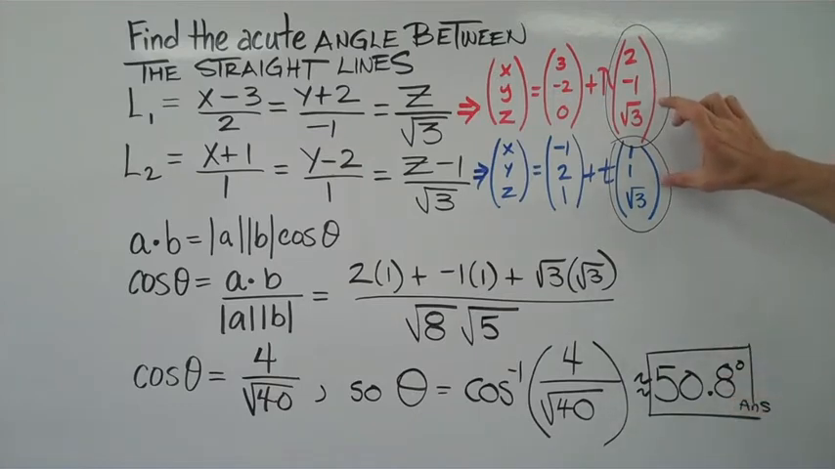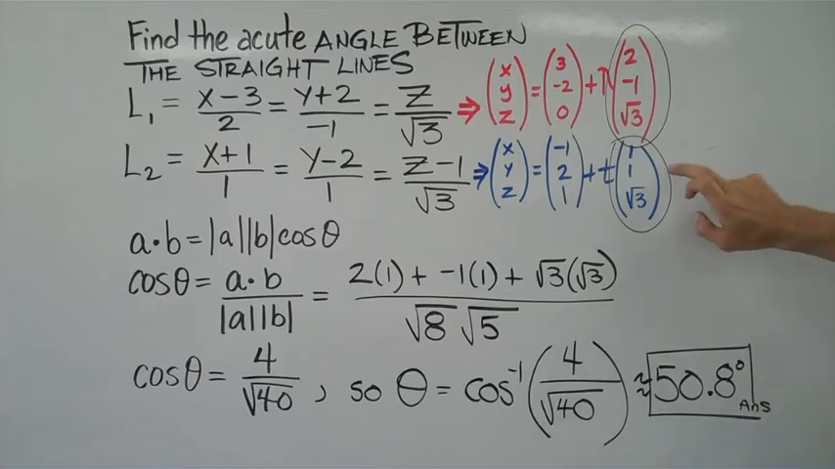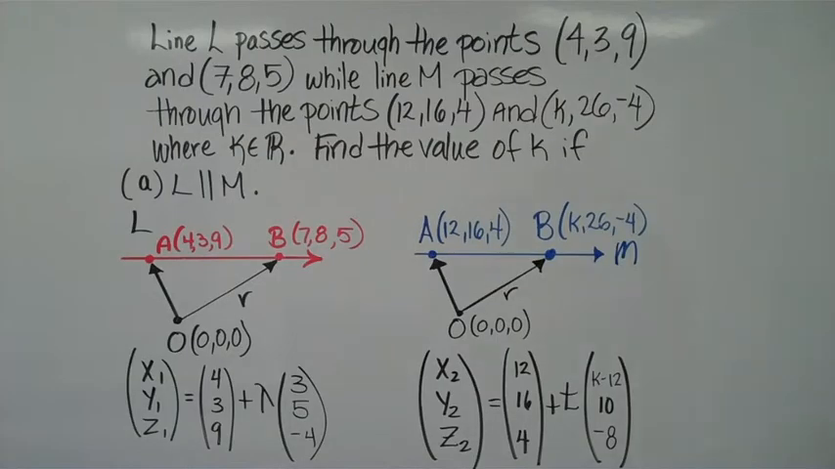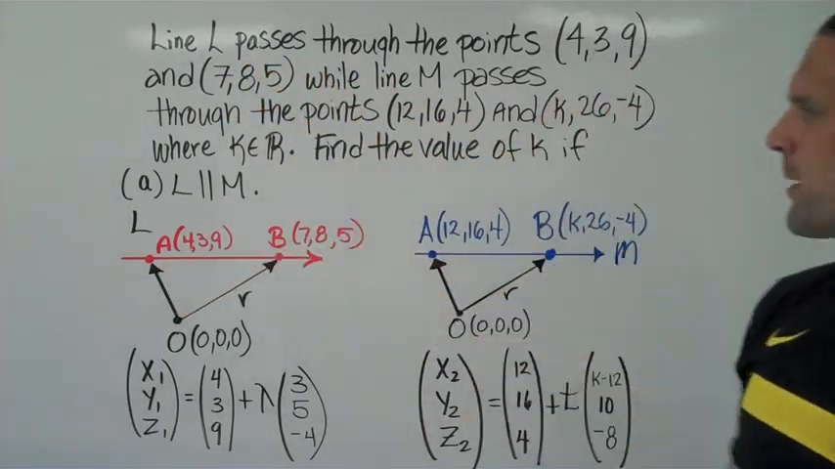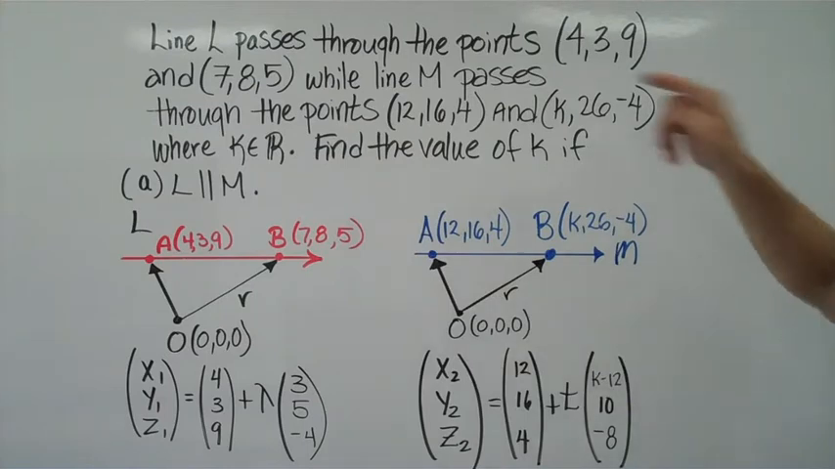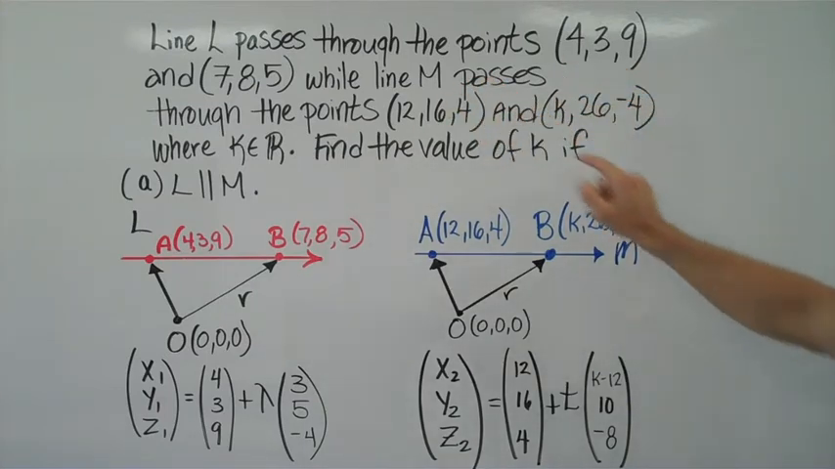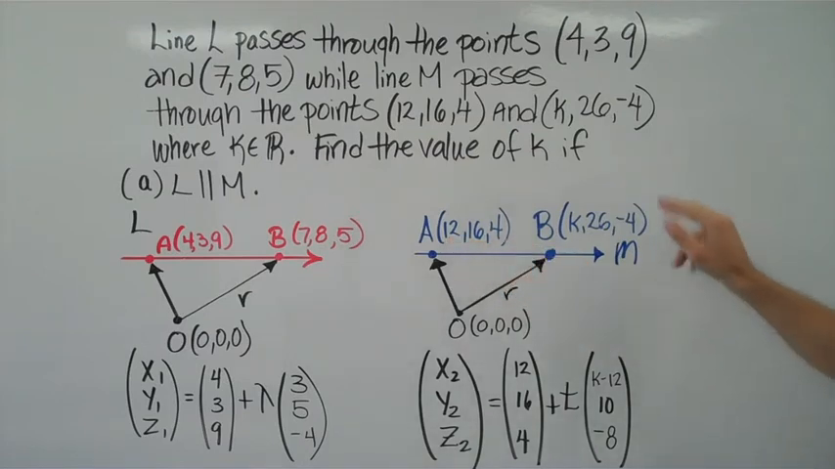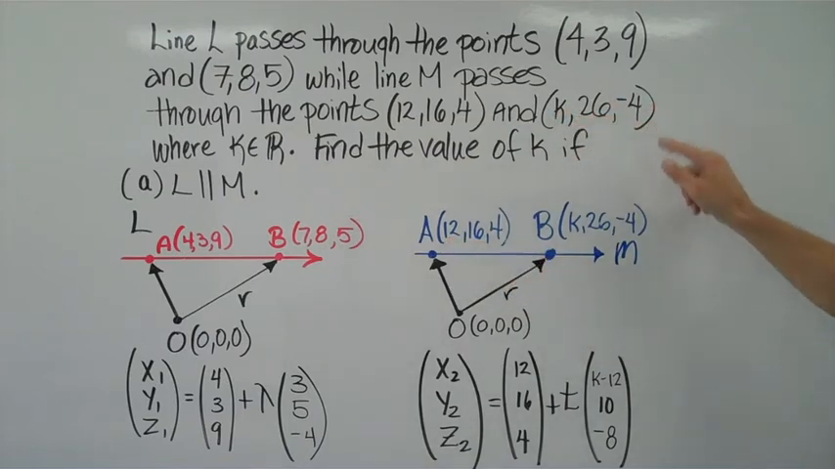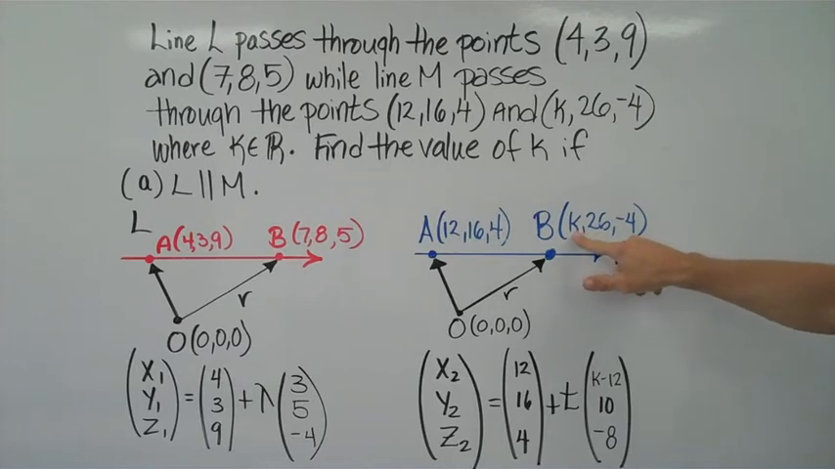And what direction are these lines? The directional vector and the directional vector. That's the key component to put into our formula here. Line L passes through the points 4, 3, 9, so it's in 3 dimensions, and 7, 8, 5. So I'll put that point A and point B, 4, 3, 9, and 7, 8, 5. Well, line M, here's line M, it passes through the points 12, 16, 4. Point A is 12, 16, 4 on line M, and point B is K, 26, negative 4. Notice, for our x value, we have a variable, 26 and negative 4.